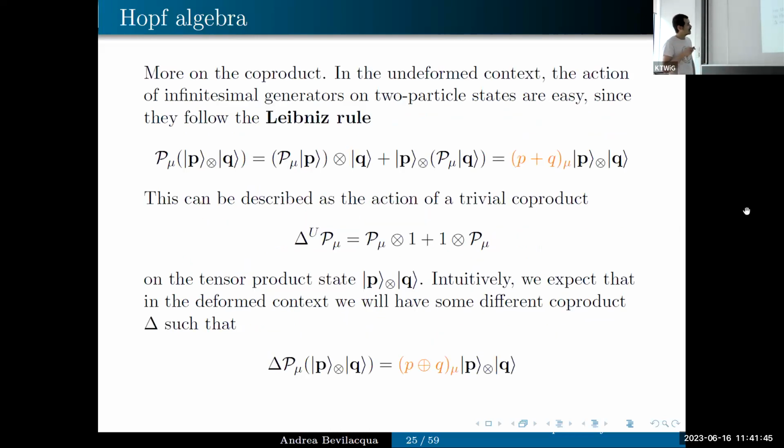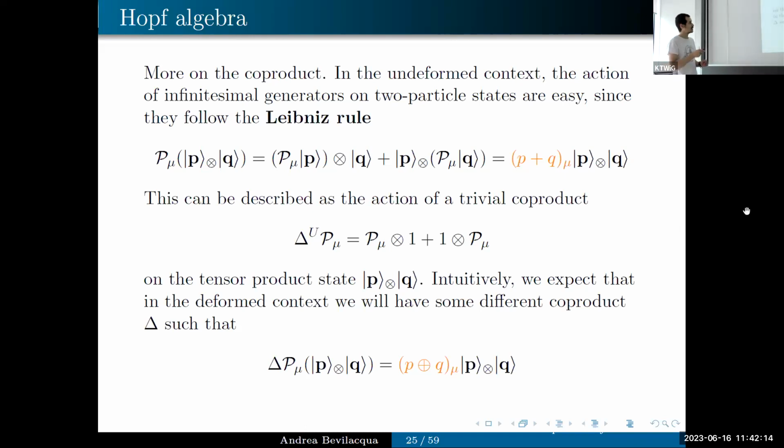So, more on the coproduct. In the undeformed context, the action of infinitesimal generators on two-particle states follows the Leibniz rule. What does it mean? Whenever we want to know the momentum P mu of a tensor product of states, first P mu acts on P and not on Q, and then it doesn't act on P, but it does act on Q. This brings out a P, this brings out a Q, and you get the total momentum. But this is just canonical, nothing difficult here.